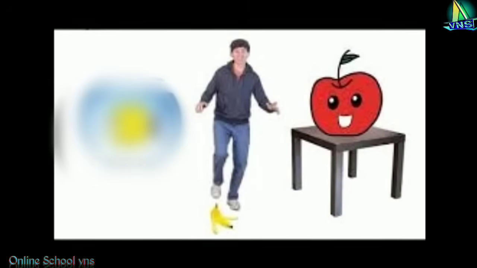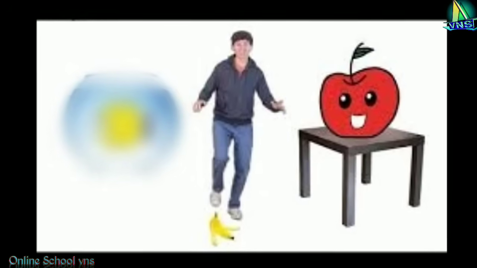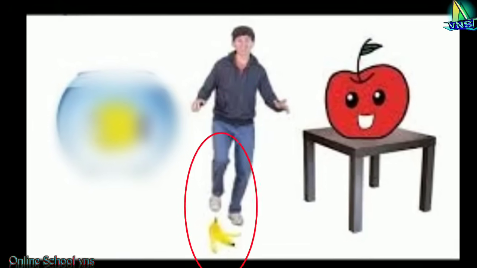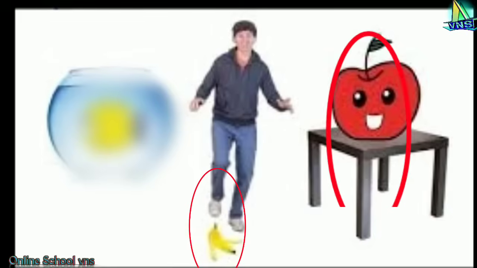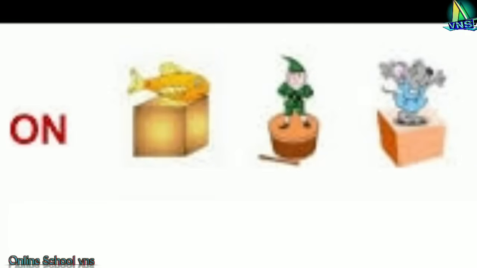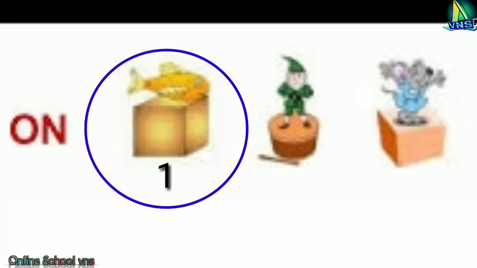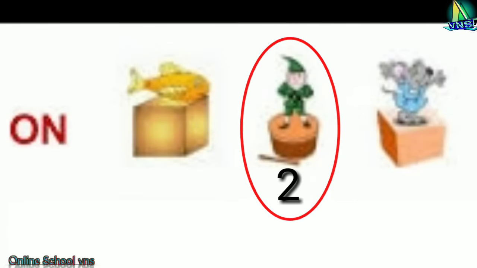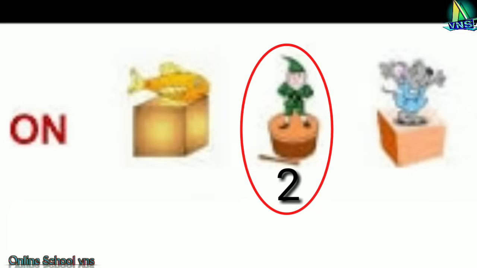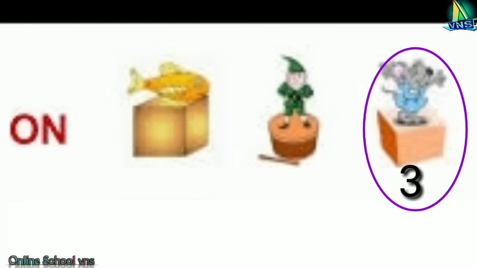Now we will understand this topic clearly with the help of this diagram. Here we can see that the peel of the banana is kept under the foot of this boy, but the apple is kept on the table. And now with the help of this diagram, we will understand how we can use the concept of on. In the first figure, the fish is kept on the box. In the second figure, the idol is kept on the box. And in the third figure, again the idol is kept on the box.